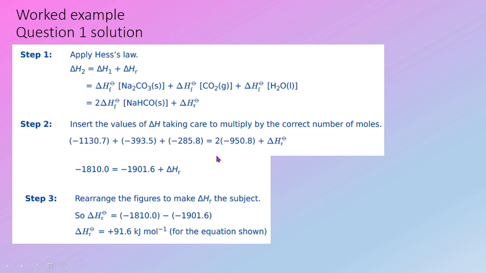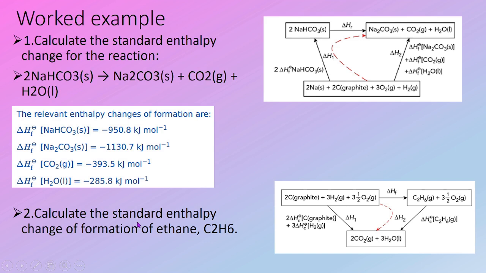So we just put down the values and we got here plus 91.6. This is the value of delta HR. So this is the solution for question number 1. And then calculate the standard enthalpy change of formation of ethane.